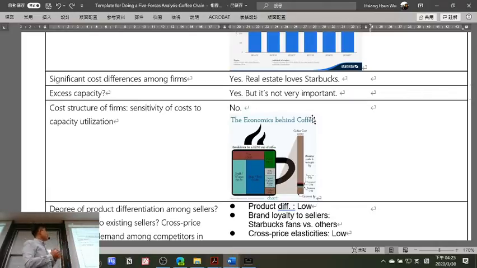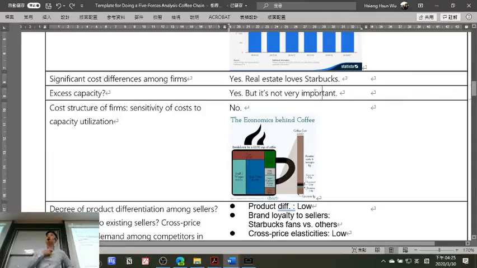That is very important, because the rent counts a big part of the total cost. So there are significant cost differences among firms, especially when the rent accounts for a big part of the total cost. Excess capacity.